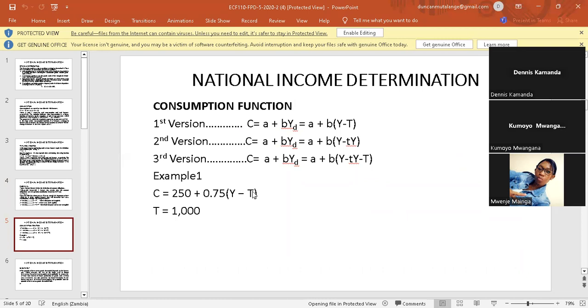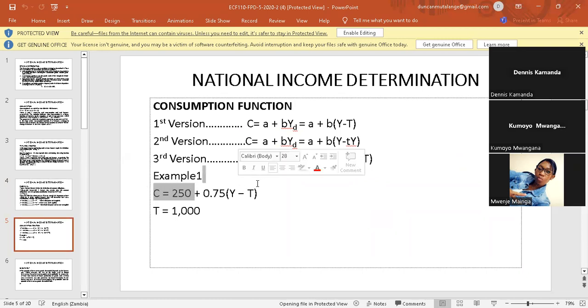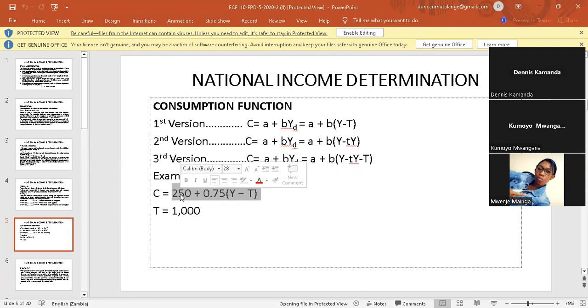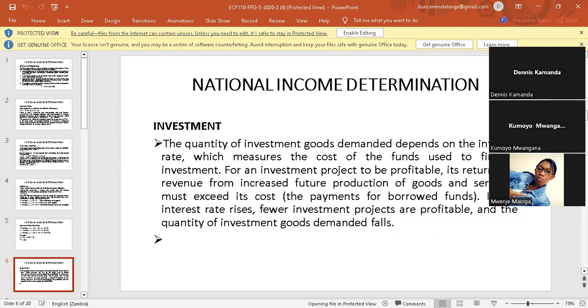So this 250 is representing the A, 0.75 is representing the MPC. Then where is that YD? The YD is the disposable income, which they have put as Y minus T. So if you're told to calculate consumption, since you have just been given the lump sum tax, where there's T you put 1,000. And if you have income, you just put it there, then you can calculate your consumption. Okay, but let me try to see if we can have something here.